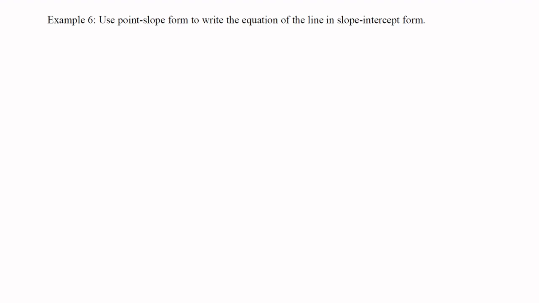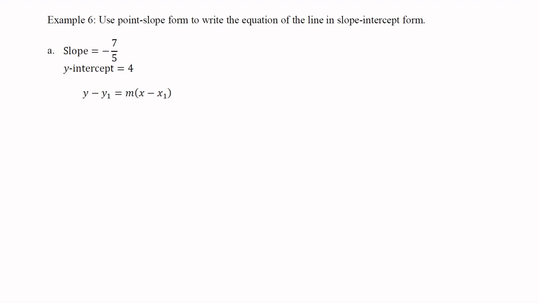So we're going to use point-slope form to write the equation of a line in slope-intercept form. We're given a slope and we're given the y-intercept. Now we could do this by simply plugging into slope-intercept form, but the directions specifically say to use point-slope form. So we are going to use y minus y1 equals m times the quantity x minus x1.